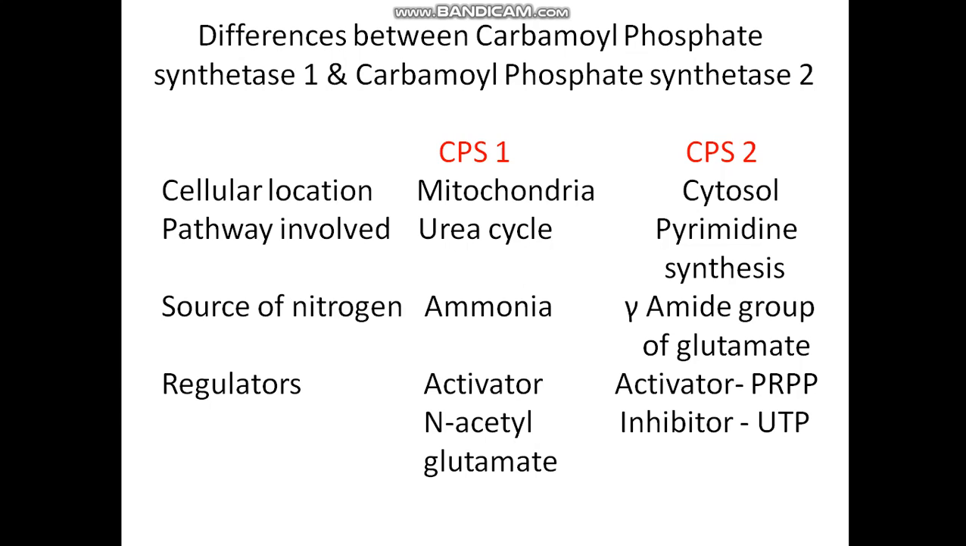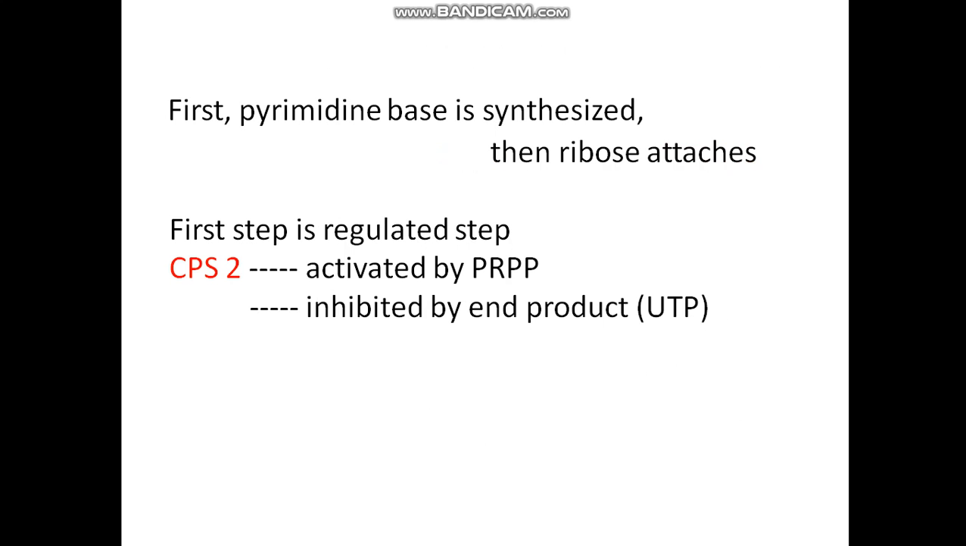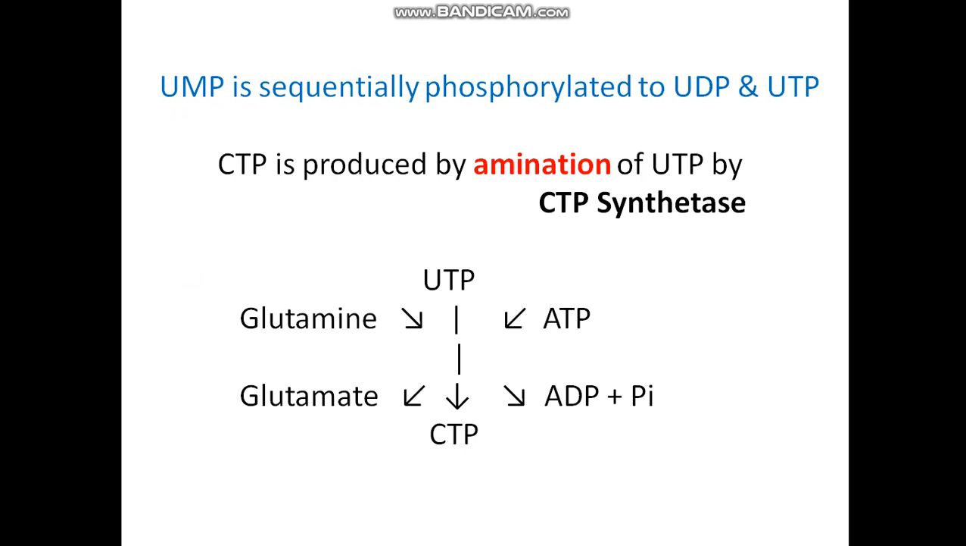Regarding the regulator, the activator of CPS1 is NAG, that is N-acetyl glutamate, and the CPS2 activator is PRPP and the inhibitor is UTP. So this CPS2 step is a regulated step in the pyrimidine synthesis. Now UMP is sequentially phosphorylated to UDP and UTP.